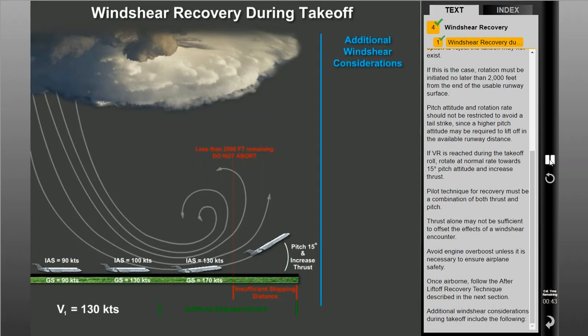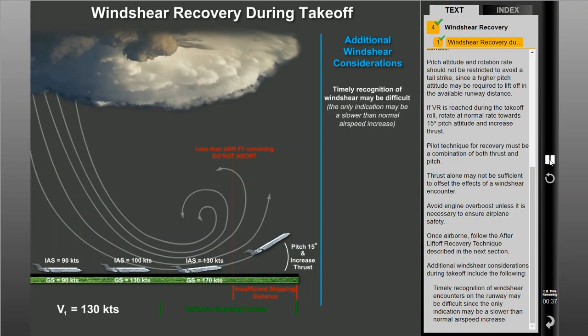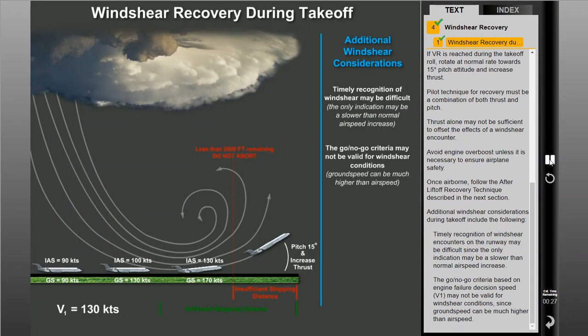Additional wind shear considerations during takeoff include the following. Timely recognition of wind shear encounters on the runway may be difficult since the only indication may be a slower than normal airspeed increase. The go, no-go criteria based on engine failure decision speed, known as V1, may not be valid for wind shear conditions, since ground speed can be much higher than airspeed.